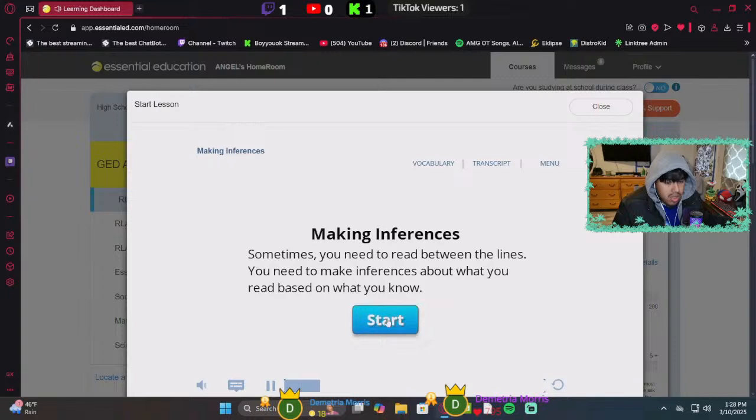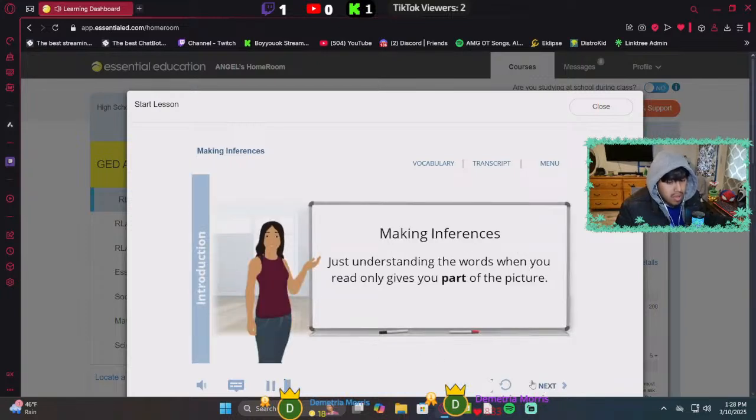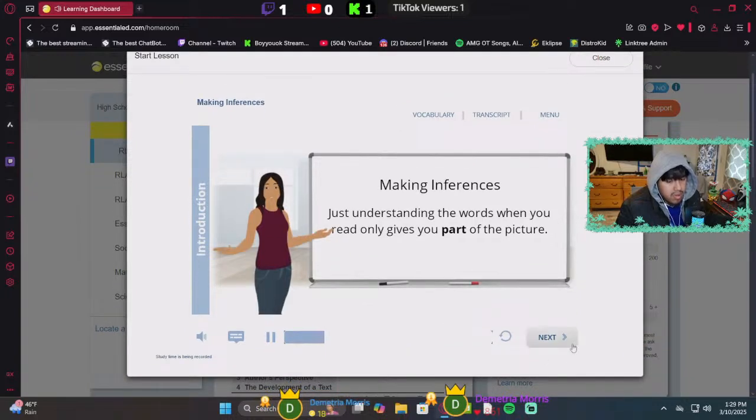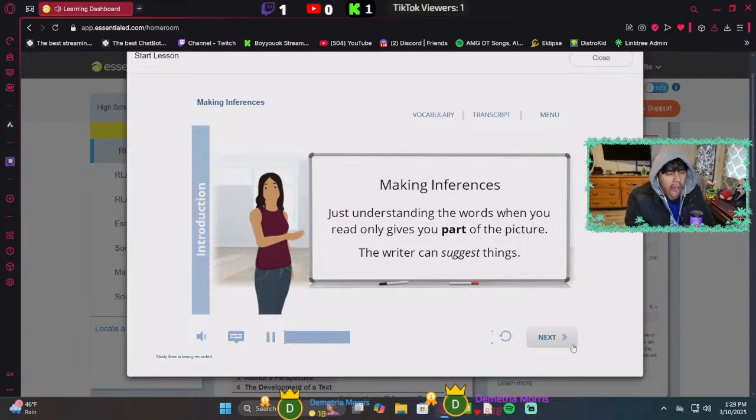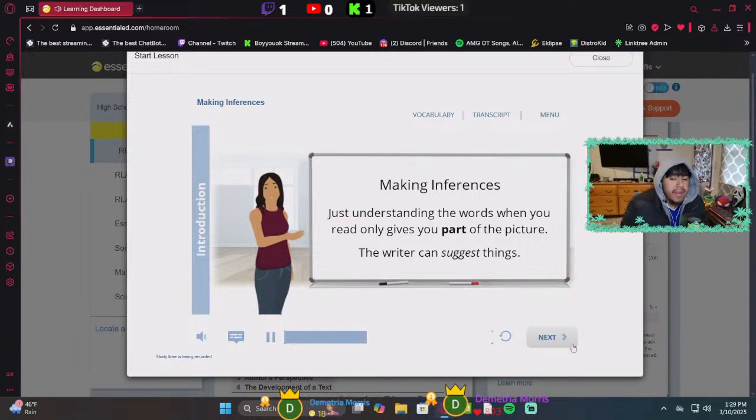Hello. This is the lesson on making inferences. Sometimes you need to read between the lines. You need to make inferences about what you read based on what you know. Just understanding the words when you read only gives you part of the picture. Sometimes you need to make assumptions that aren't stated right up front. Sometimes the writer suggests something but doesn't just come right out and say it. That's when you make an inference. It's something that you can tell is true based on a suggestion or evidence in what you read.